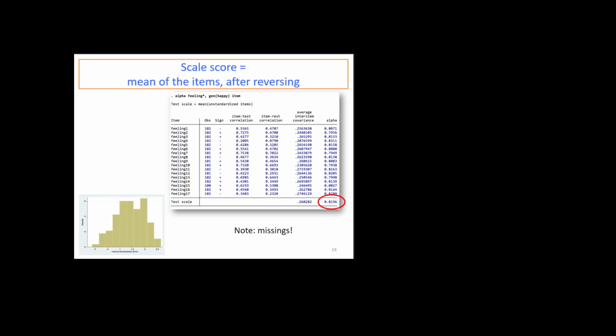Okay, then you perform the alpha command. So that's just alpha, then you put in the names of the variables, feeling here. Then you generate the scale score, generate happy, and then you write item. Item produces this whole detailed table over here. If you don't put in the item command, then you will just get the alpha score. So the alpha score is this number. It's 0.82, which is very good. You want that alpha score to be high.